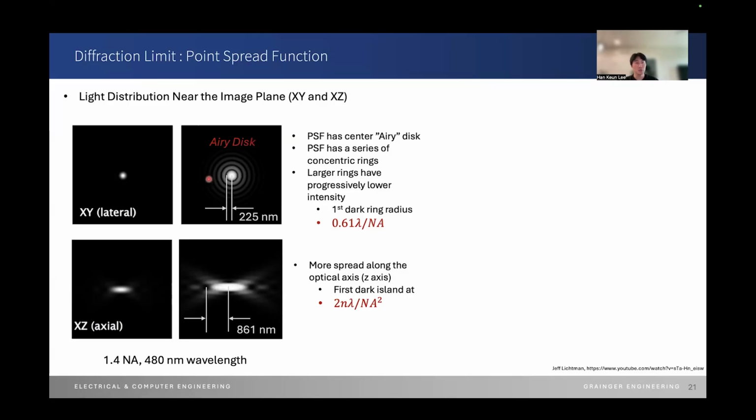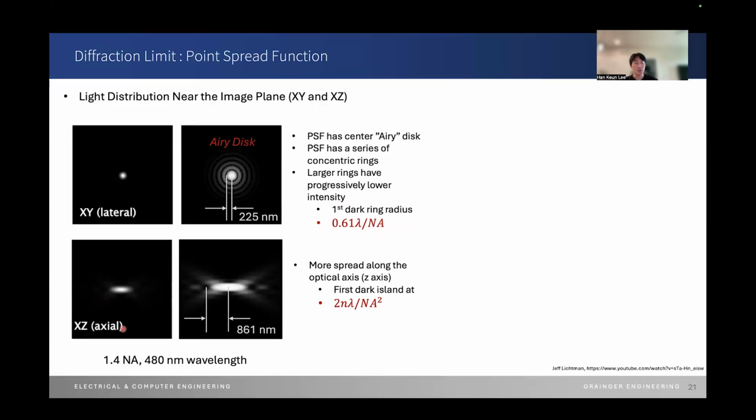And if we actually increase the contrast, we're seeing this kind of ring pattern. And this is what we call the Airy disk. The point spread function has a center Airy disk and a series of concentric rings. The larger rings have progressively lower intensities, and the first dark ring radius can be calculated using this equation, 0.61 lambda over NA. And this, in fact, turns out to be the resolution that we're looking for.